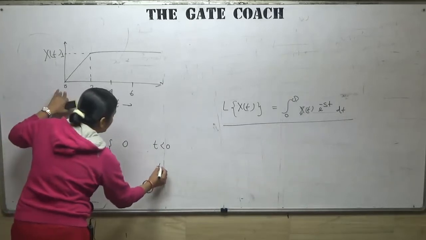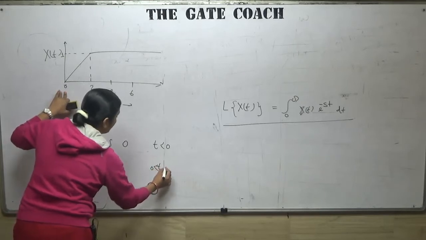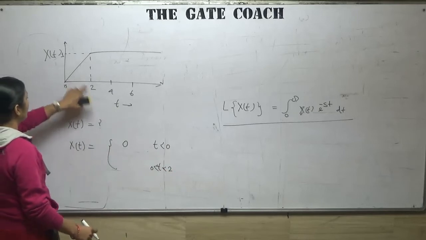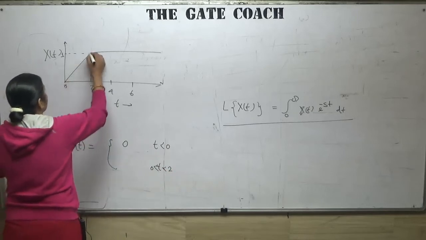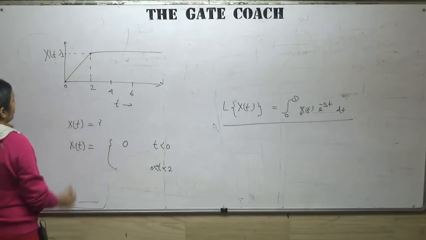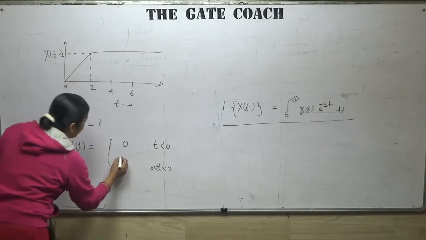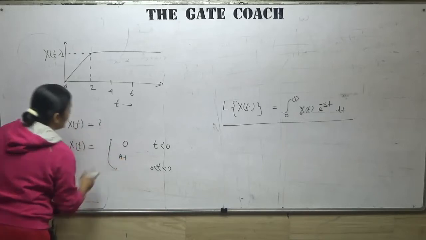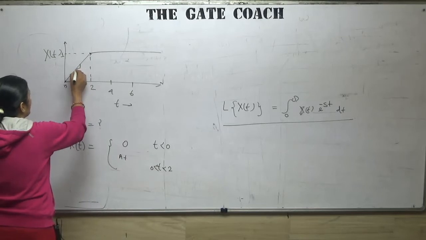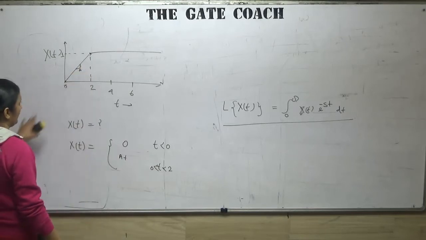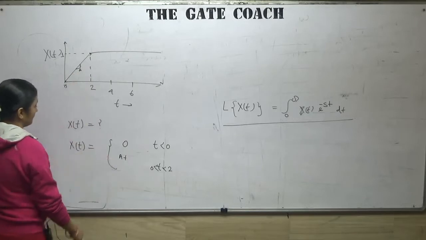When time t is greater than 0 but less than 2, see the graph, this looks like a ramp input, right? So for this you can write it as At. For the ramp input, you write it as At. A is nothing but the slope. So you have to calculate the value of slope A, then you substitute in this.